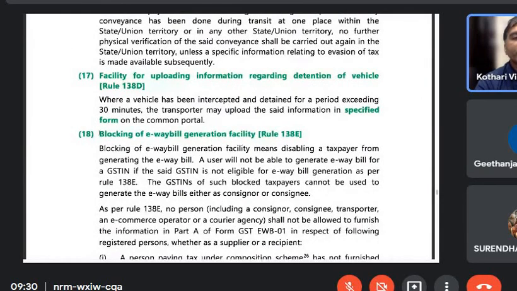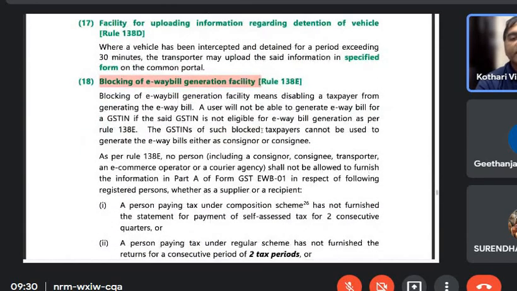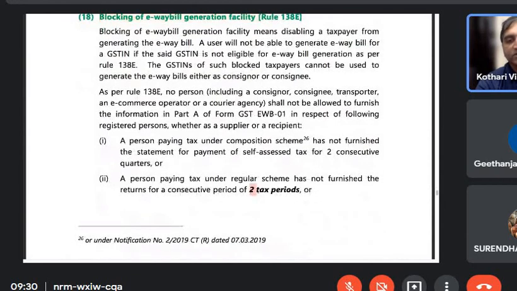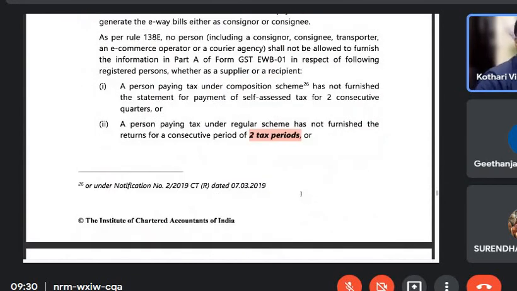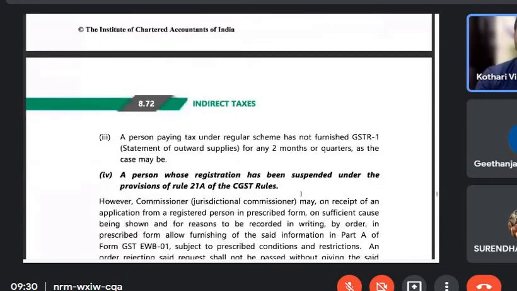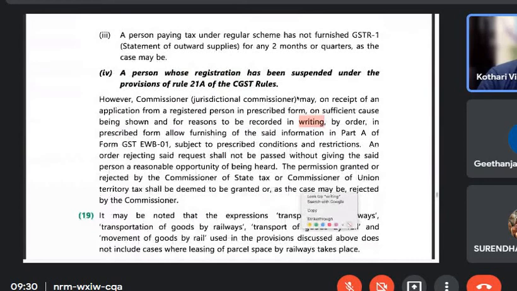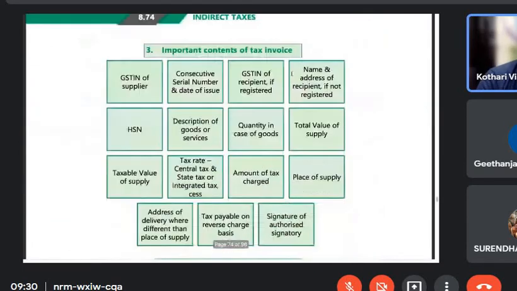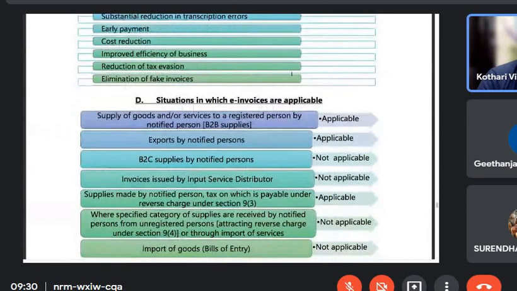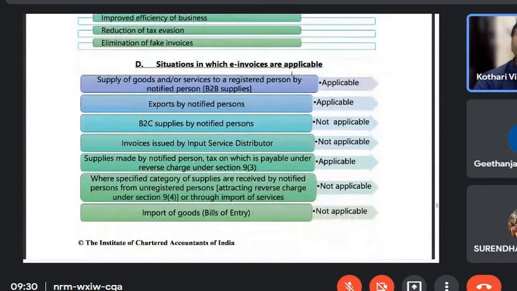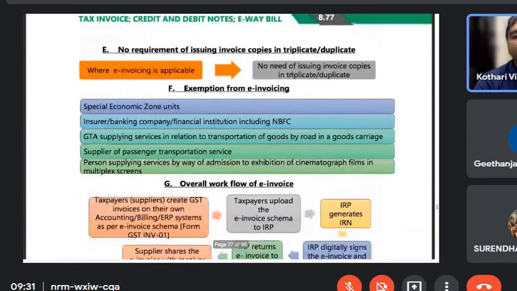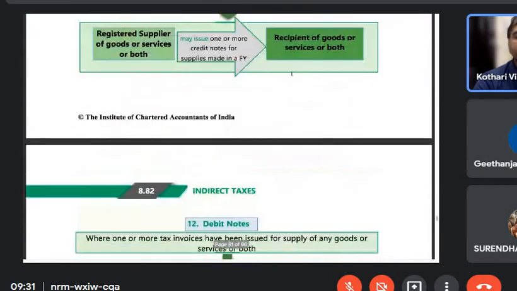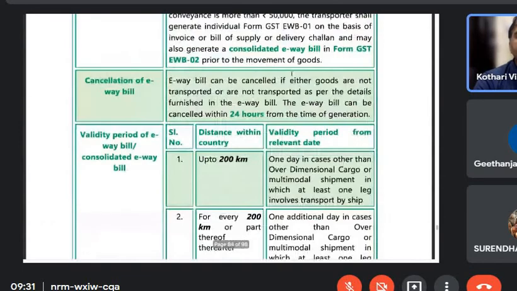Blocking of e-way bill. If a person has not filed GST returns continuously for two months, then the e-way bill will be blocked. He cannot generate the e-way bill. And even a person whose registration has been suspended cannot generate an e-way bill. So this is with regard to the e-way bill. E-way bill is issued whenever there is transportation of goods. It has a validity, and whenever goods worth more than 50,000 including tax are being transported, the e-way bill is generated. So with this we complete our GST chapter.